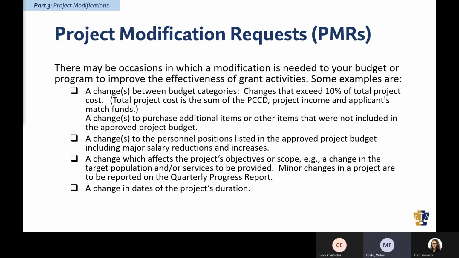Project modifications. During the life of your grant, there may be occasions on which modifications are needed to your budget or program. Some examples are changes between your budget categories, changes to purchase additional items, changes to the personnel positions, changes that affect the project's objectives or scope, or a change in dates of the project's duration.